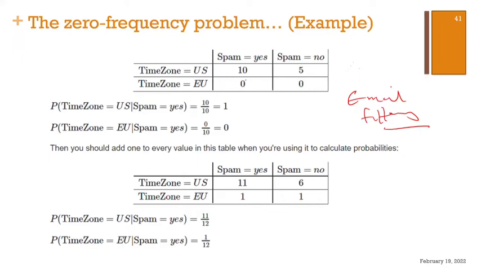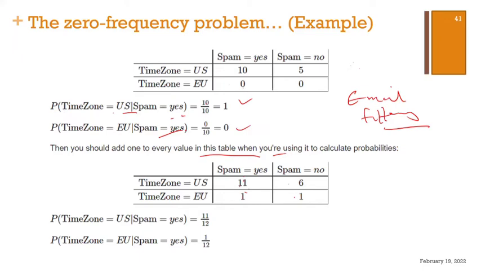So for this example, you can see here, when you have zero frequency, what you have to do, because this one is going to have 10 out of 10, it's going to have 1, while this one is going to have zero probability. So the probability that the time zone is EU, given that the spam is yes, versus US, given that the spam is yes, we're going to run into trouble in this case. So what we should do is add 1 to every value in this table when you are using it to calculate probabilities. So then it becomes 11, 1, 1, 6.